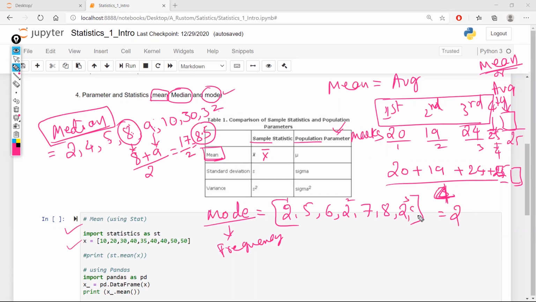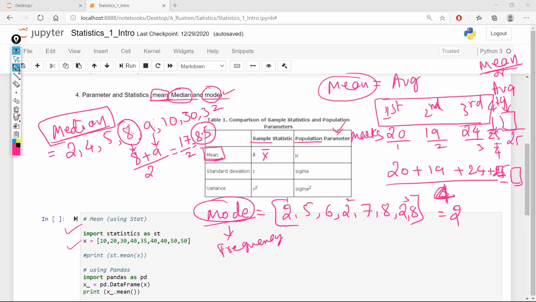What if I have one more 8 here? So 8 is occurring 2 times, then that will not be considered as mode. The number which is occurring the highest number of times in the given data set, that number is basically the mode. All right. So these are the basics for the parameters in statistics: mean, median, and mode.